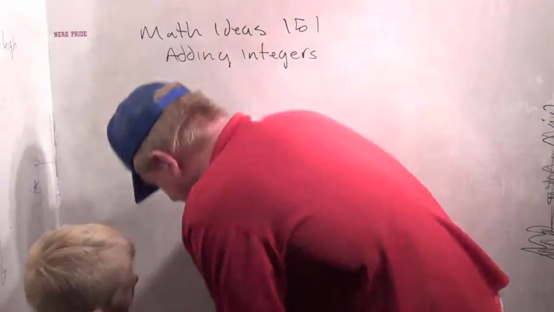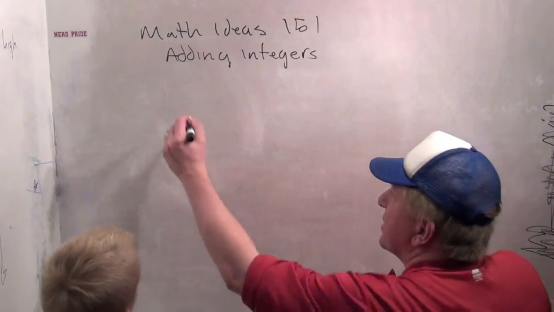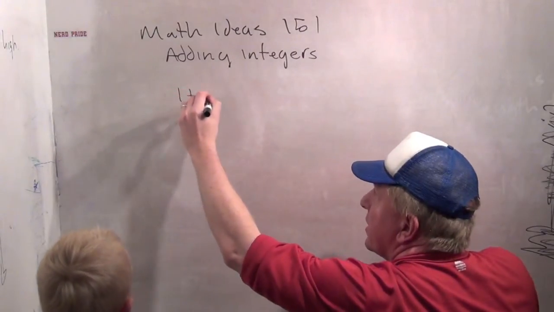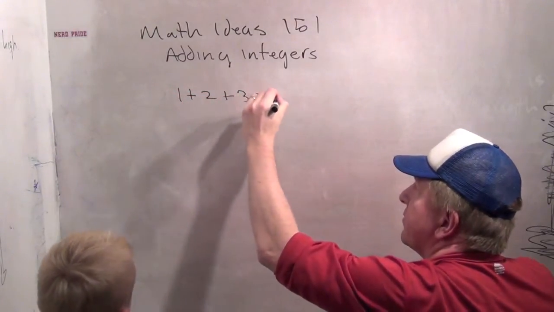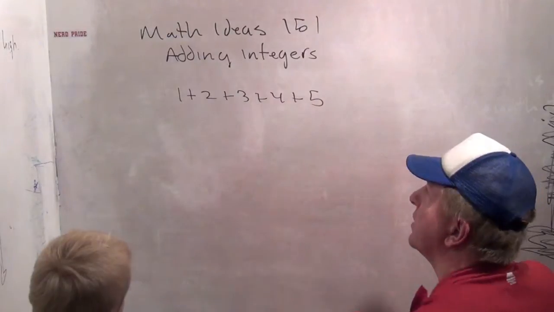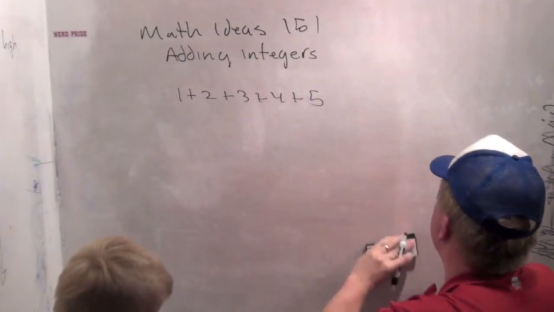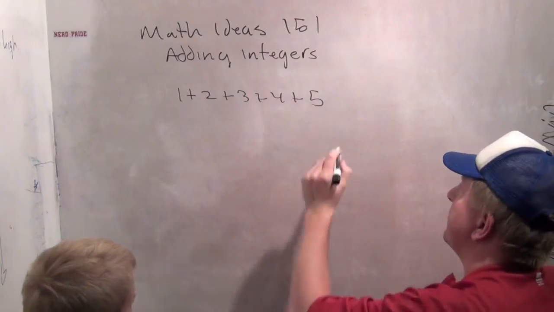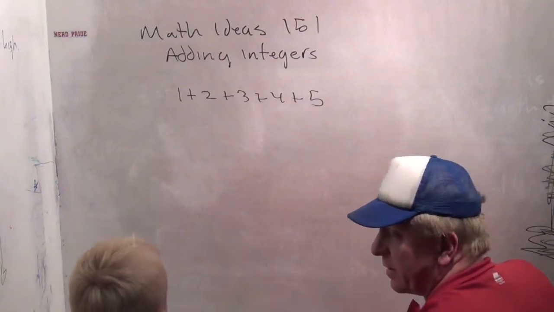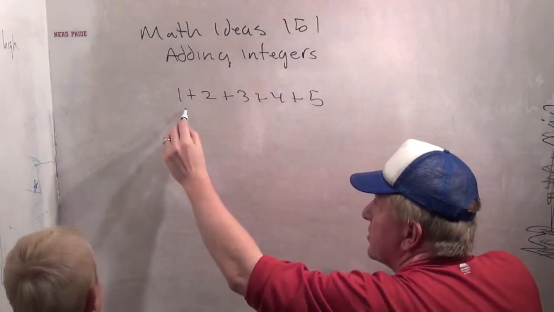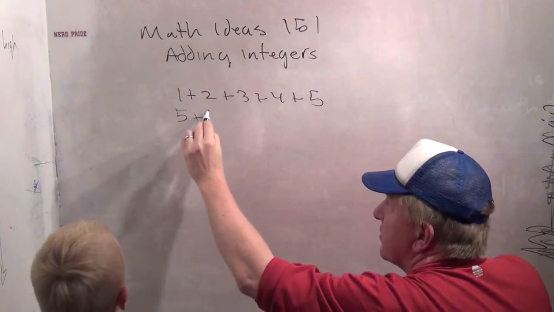Today we're making a follow-up video to what we did yesterday with the blocks. If you remember, we added 1 plus 2 plus 3 plus 4 plus 5 with the blocks. We counted them up and that equaled 15. A different way we showed that is we put another set of blocks right next to it that was backwards.